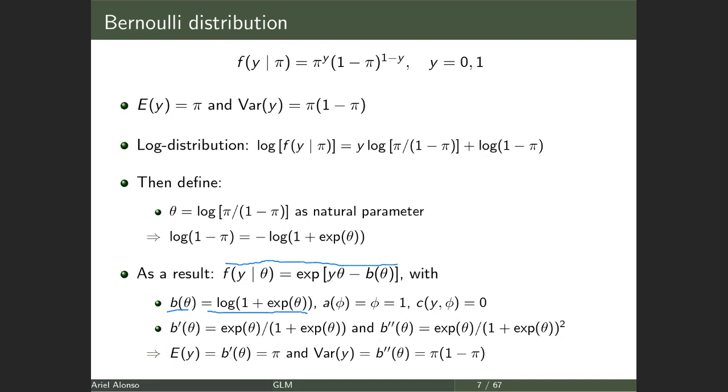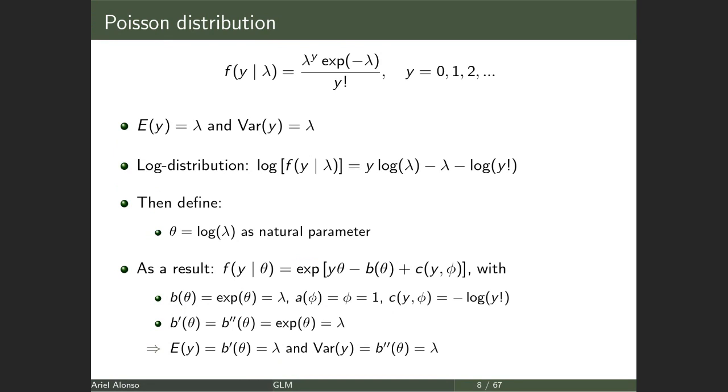A of psi, the weight a of psi w, is just equal to 1. This function c of y, psi is equal to 0. The first derivative of b then is given here. That's going to be equal to pi. The second derivative of b is going to be equal to pi over 1 minus pi. It's a little bit of basic math. But what we have shown here is that actually the Bernoulli distribution is a special case of the univariate exponential family. What about the Poisson distribution?